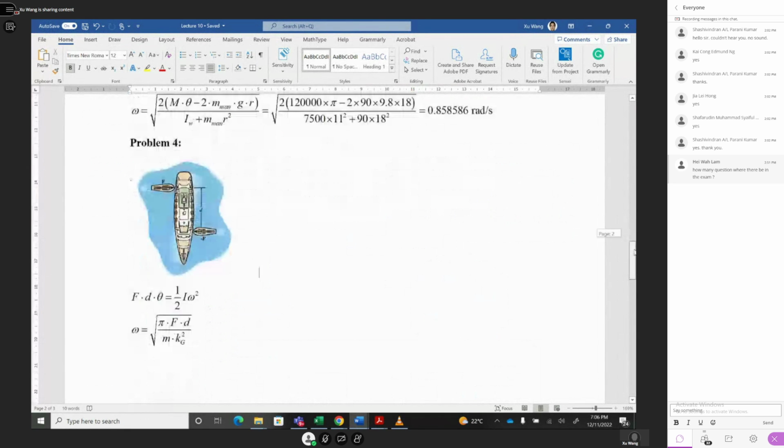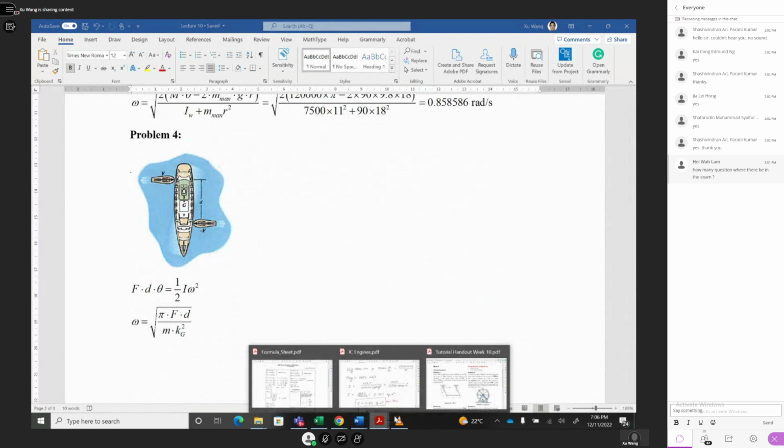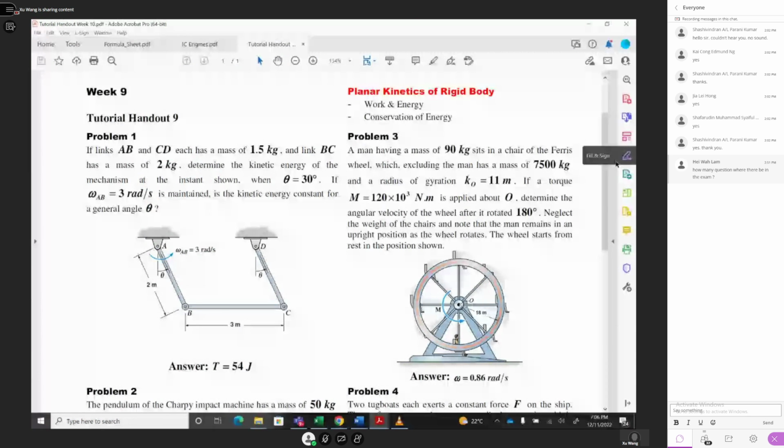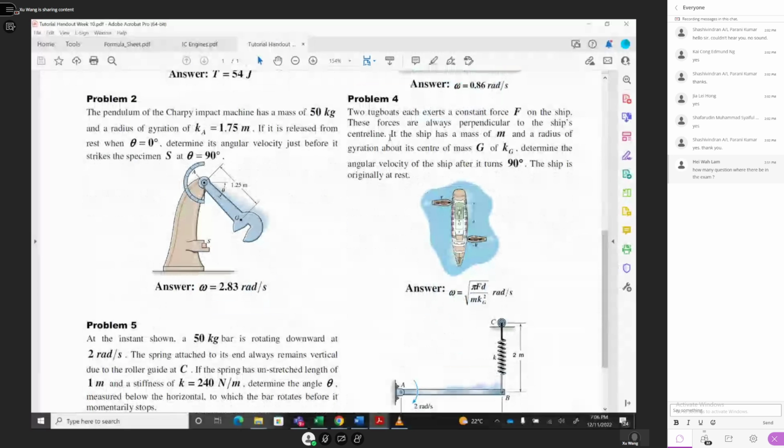Okay, so we go to question 4. What does question 4 talk about? Question 4 has two tugboats, one tugboat and another tugboat. They apply a constant force on this ship. One is F, another F. Of course, F times distance gives the moment. And these forces are always perpendicular to the ship's center line.